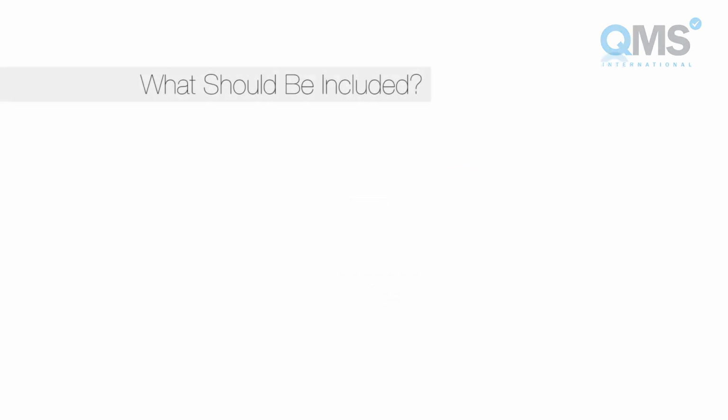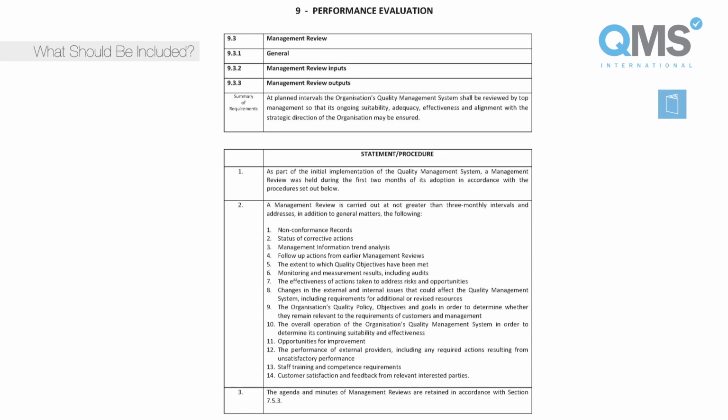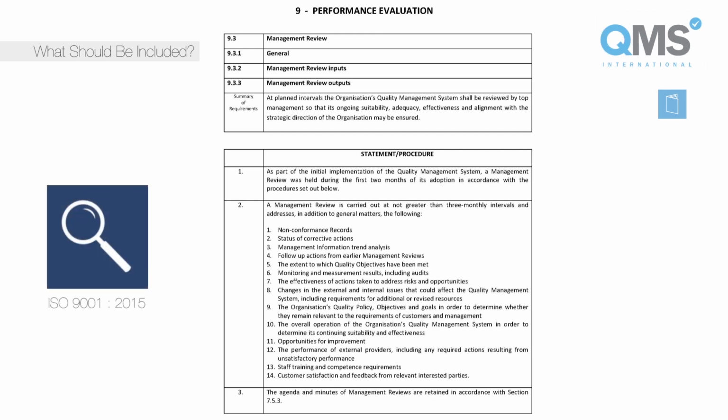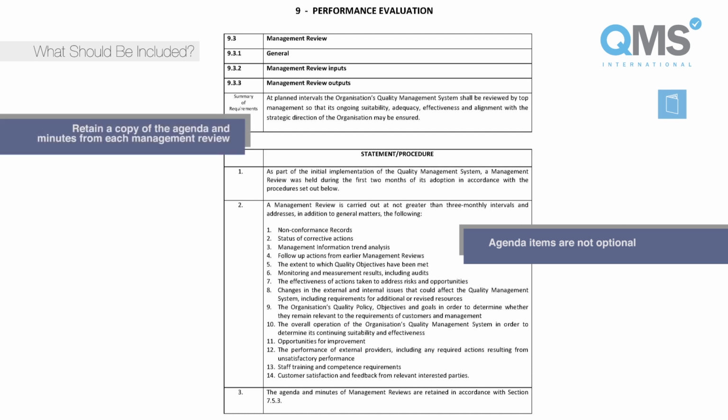What should be included? Section 9.3 of your quality manual is likely to look similar to this. ISO 9001 defines those topics which need to be covered in the agenda of the management review, so you should consult your quality manual to determine what those are. It's important to note that the agenda items are not optional. Every item needs to be discussed, even if the conclusion is that there's nothing to discuss. The quality manual also states that you must retain a copy of the agenda and minutes from each management review.